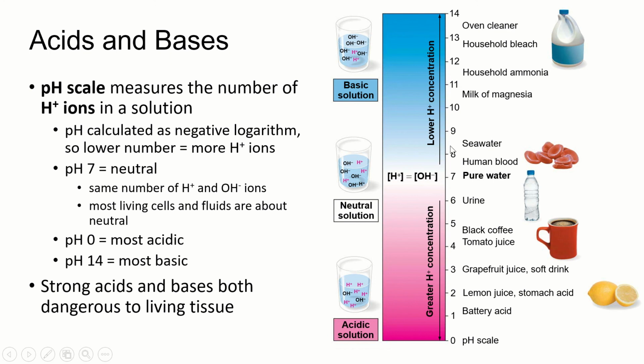Seawater, the ocean is a little basic, which is why it's bad that we are adding carbon dioxide to the ocean, because that makes the seawater more acidic. We'll come back to that later. If you want to go look that up, go look up carbonic acid. But CO2 dissociates and creates an acid. Some of our favorite things to drink, like black coffee, are acidic, soft drinks are acidic, lemon juice is really acidic.